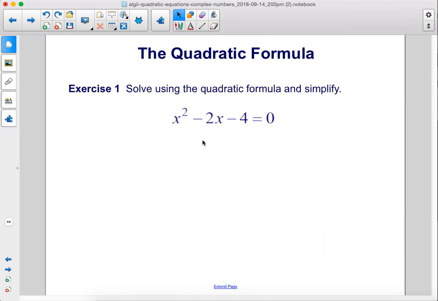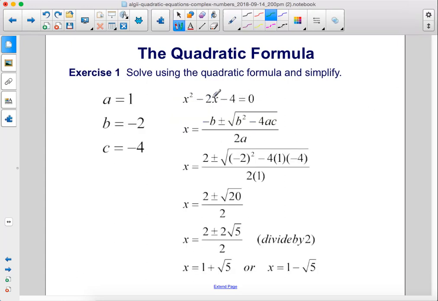Exercise 1. Solve using the quadratic formula and simplify. Here's our equation. A is 1 because there's nothing written there, which means it's 1. B is negative 2, and c is negative 4. So given these coefficients, we can fill in everything here. We have negative b, so that's positive 2, plus or minus the square root of negative 2 squared minus 4 times a, which is 1, times c, which is negative 4, giving us the square root of 20 here, and then over 2a, and a is 1, therefore divided by 2.